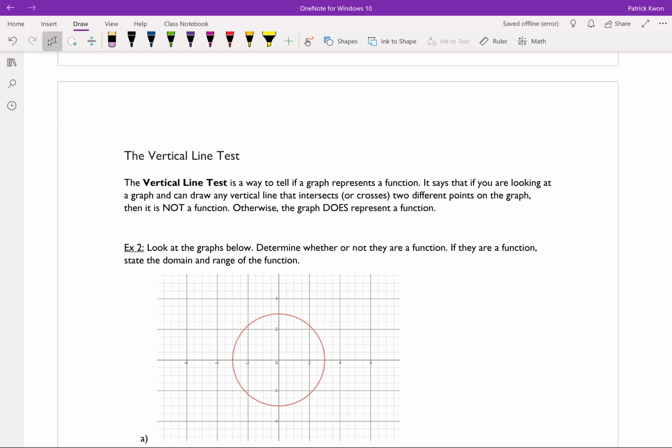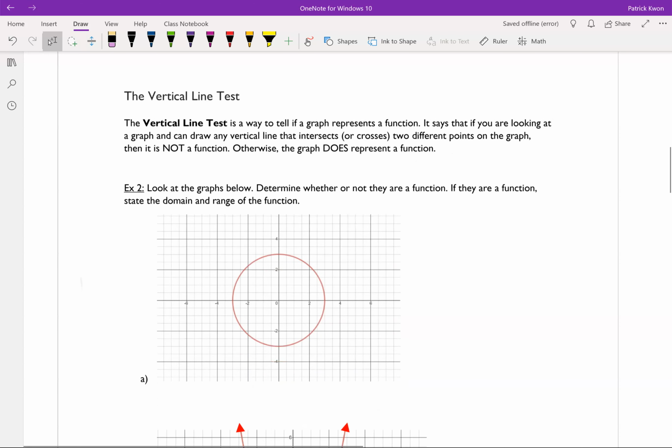And so the vertical line test says that if you're looking at a graph and can draw any vertical line that intersects or crosses two different points on the graph, then it is not a function. Otherwise, the graph does represent a function. So let's look at some examples of that.